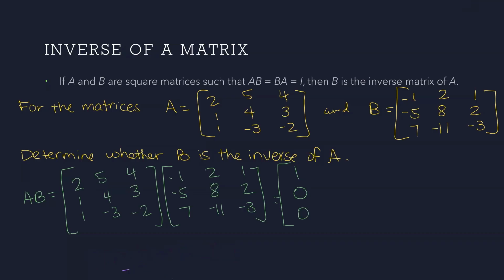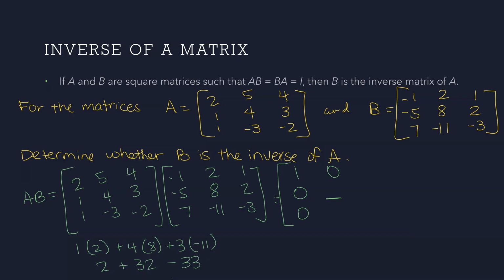Moving on to the second column. So now I'm back at the first row, but in the second column. So I'm doing the first row dot product with the second column. That is 2 times 2 plus 5 times 8 plus 4 times -11, which is 4 plus 40 minus 44, so 0 again. All right, so now I'm going to move down to this spot in the second row, second column. So that's going to give me 1 times 2 plus 4 times 8 plus 3 times -11. So 2 plus 32 minus 33 is 1.